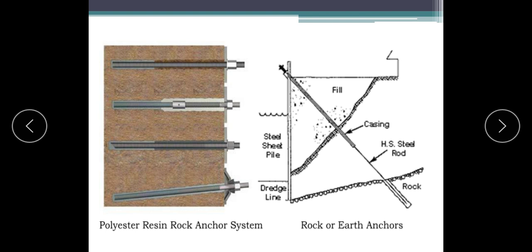This is the second figure, the rock or earth anchors. You can see this is the natural slope, natural ground which is present. Extra fill has been placed to make it horizontal to hold the sliding mass. A sheet pile has been given. This is the anchor which has been provided to hold this fill, to hold the overall structure. This type of ground anchor we can use efficiently in the field.